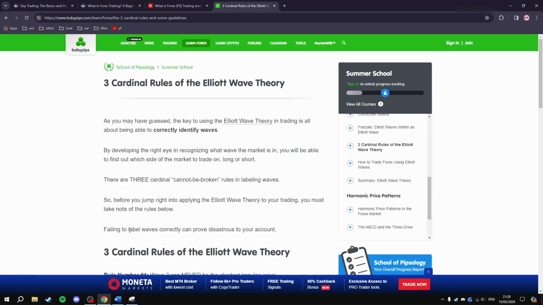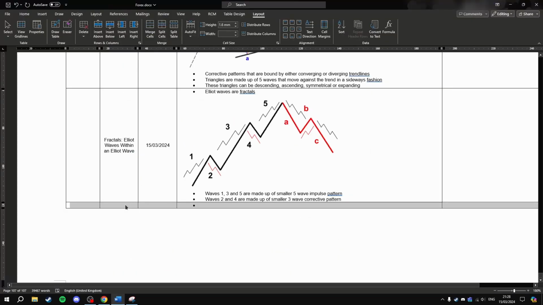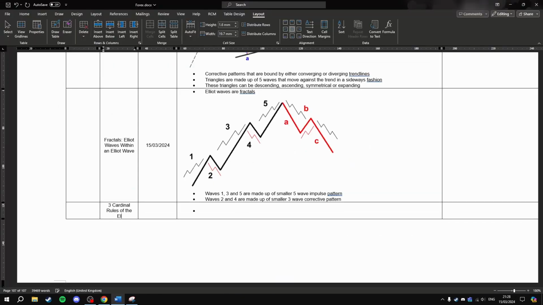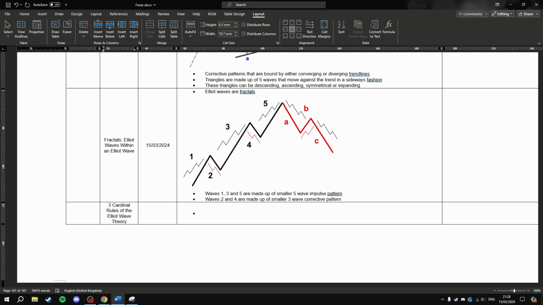Three cardinal rules of the Elliott wave theory.